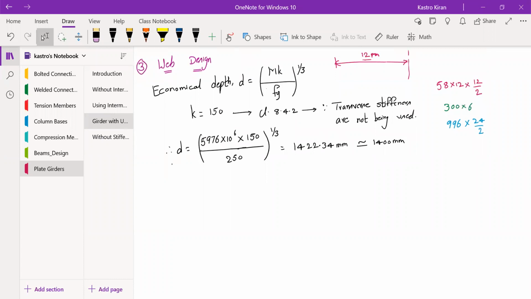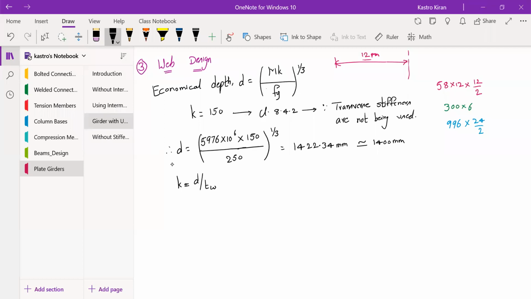Now you need to find out the value of the thickness of the web as well. You have got the depth of the web as 1400 mm. Now you need to find out the thickness of the web. Now how to find out this thickness of the web? So you know the value of K equals to D by TW.